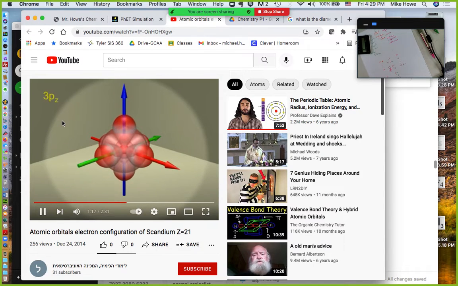Now we're not finished with the third level, but the fourth level comes in. We'll get into that in the next video. So the fourth level begins, and that's n equals 4, L equals 0, and m equals 0 too. Now we get into the d's.